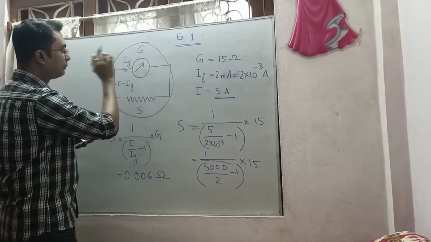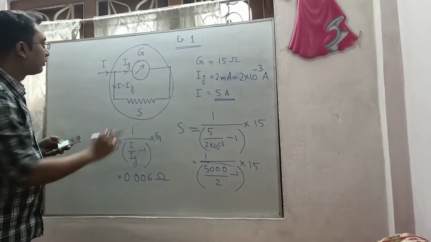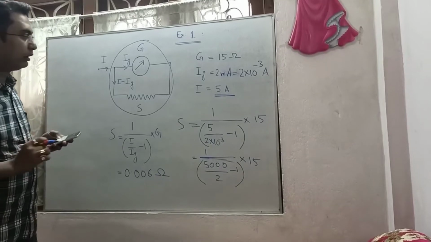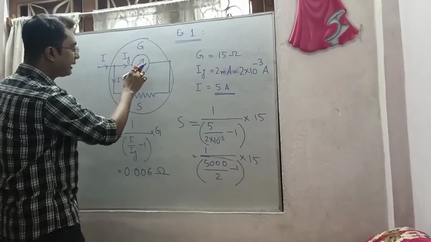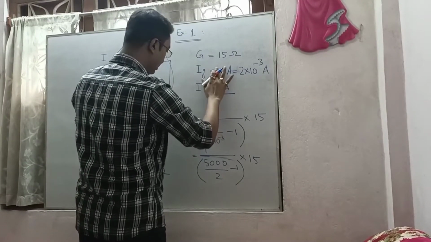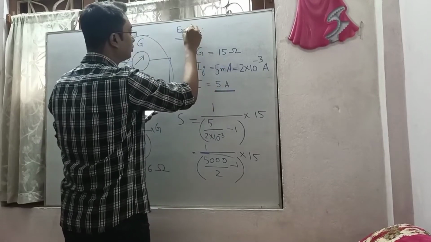Say now this is the ammeter and the resistance of the ammeter is say G. Now this ammeter can measure a maximum current of 5 milliampere. So in this case Ig is the maximum current which it can measure. So in this case Ig is 5 milliampere. Now this is exercise 2.